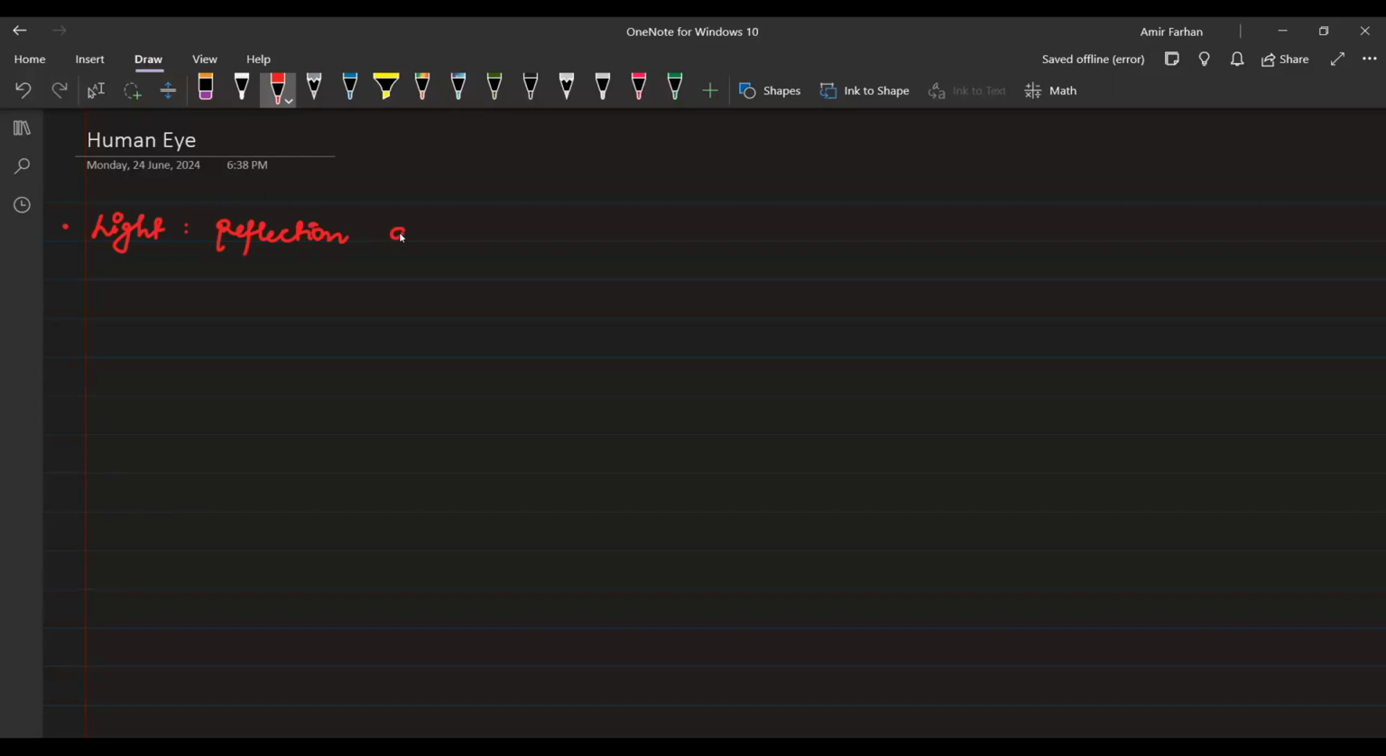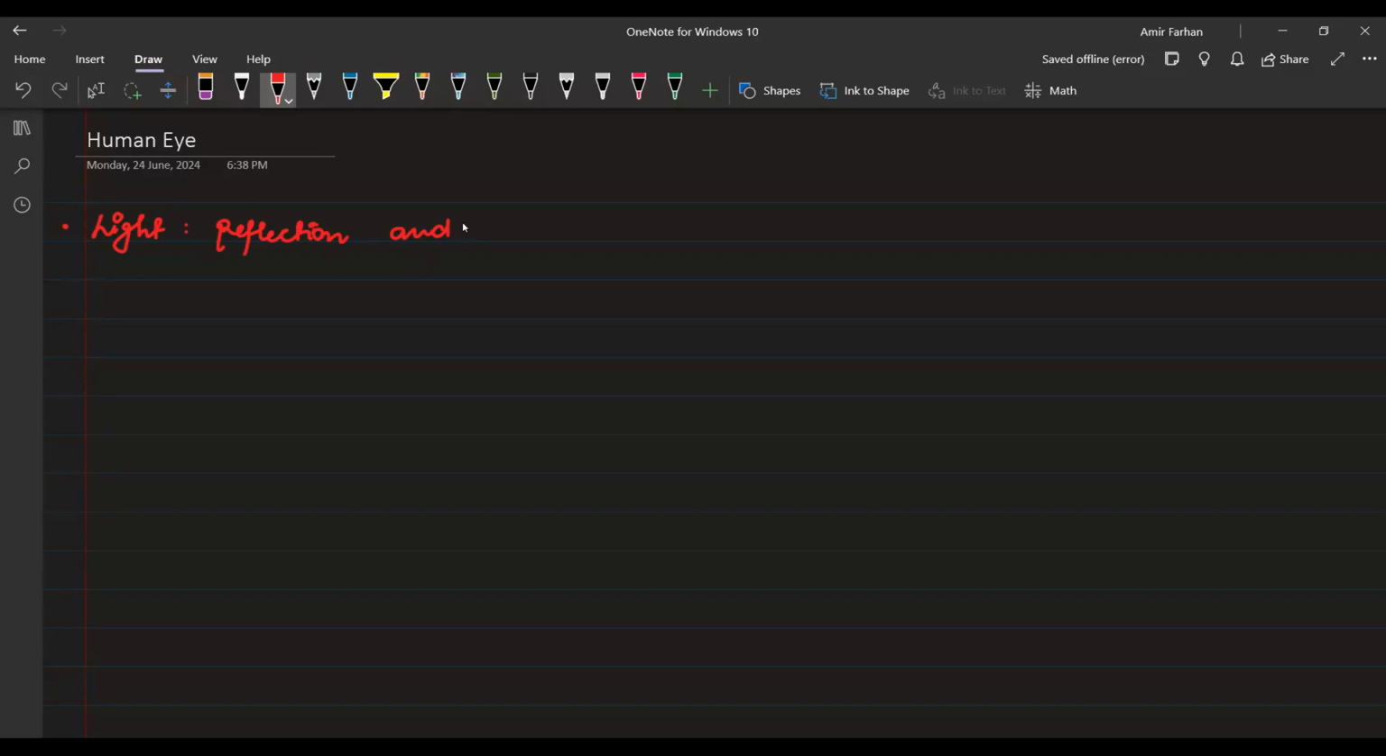Wait, so right now we're revising the whole chapter, like the light? No, no. I will just be giving you the chapter names and how we will proceed in the class. We'll discuss the human eye first, because right now the human eye is running in the batch, so that's why we'll discuss the human eye. Light chapter will be discussed separately.